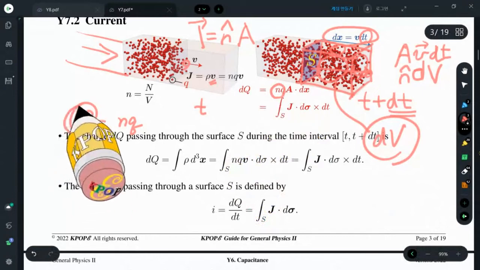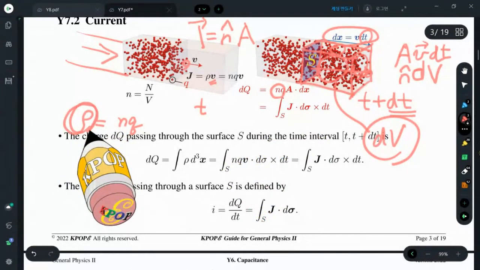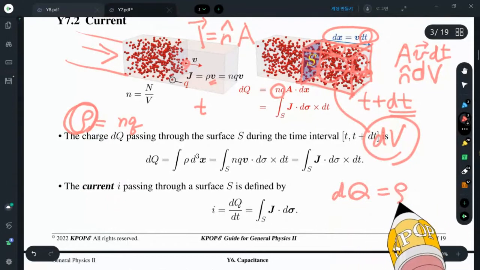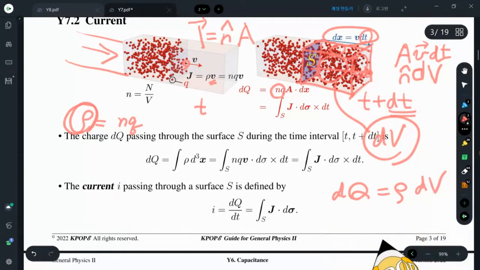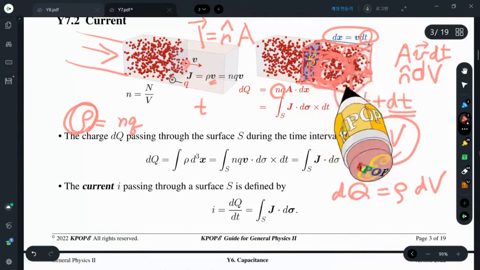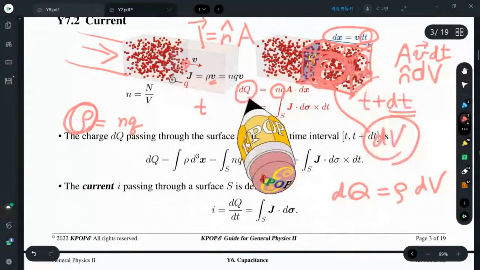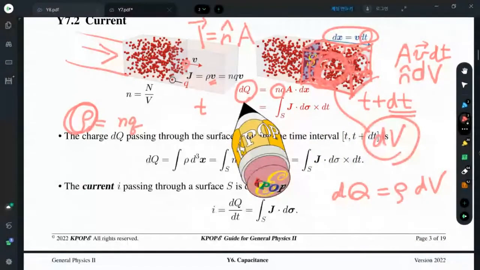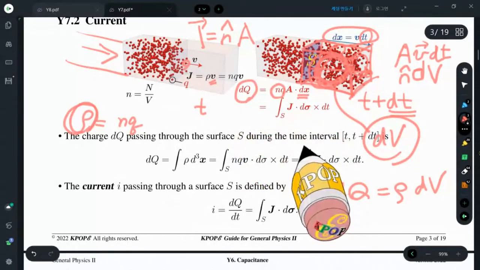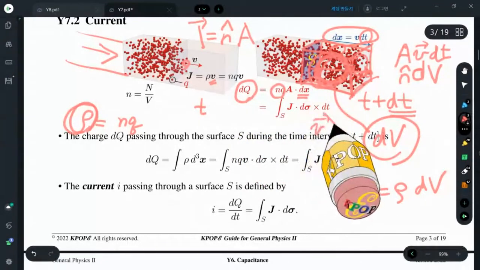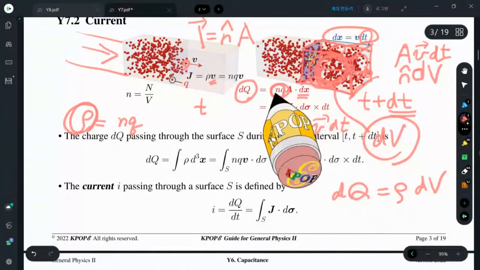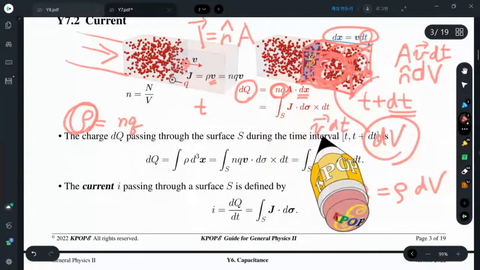We have nq, that is charge density. Then dQ is the charge density multiplied by volume. So the amount of charge contained inside this volume is dQ. And we have found that this dx can be expressed in terms of v dt. And why don't we combine nq with v?